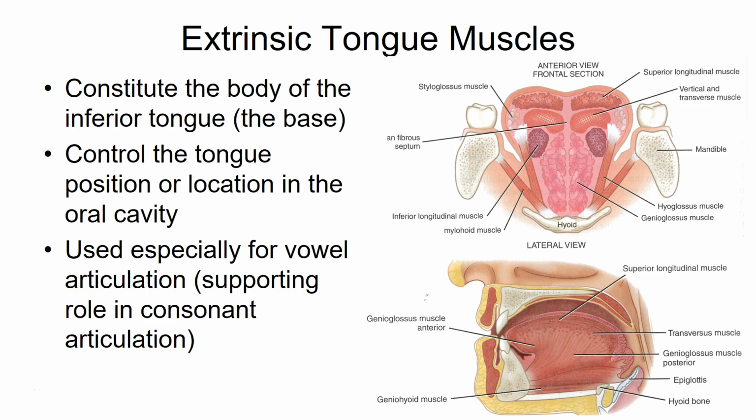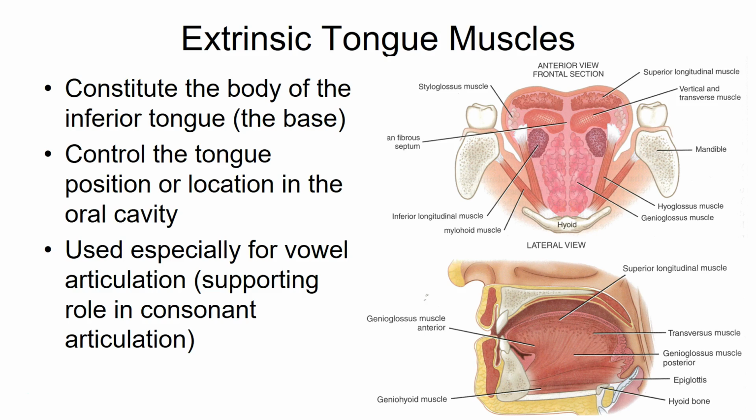Looking now at the extrinsic tongue muscles that come from structures outside of the tongue to connect to the tongue. These muscles are found primarily in the body of the inferior tongue, making up the base of the tongue, the support structure for the intrinsic tongue muscles. Generally speaking, extrinsic tongue muscles will control the tongue position or location in the oral cavity, whether forward or backward, lower or higher. These are especially important for vowel articulations, where the primary goal is to put the mass of the tongue in a particular place to create a particular pattern of resonance for the vowel sound.